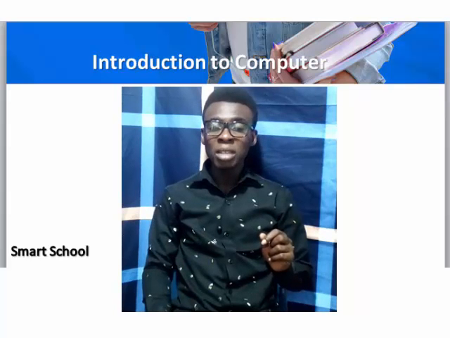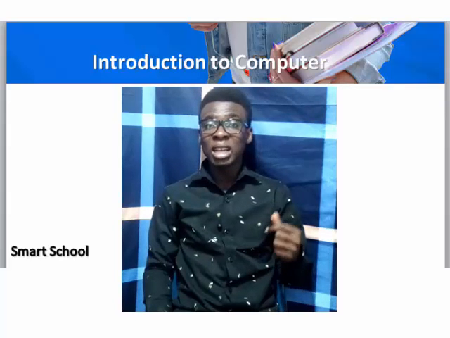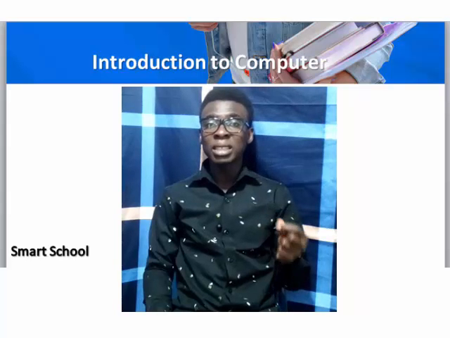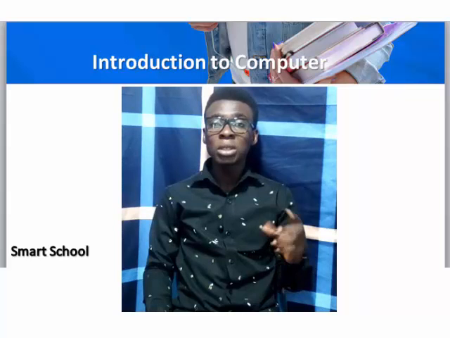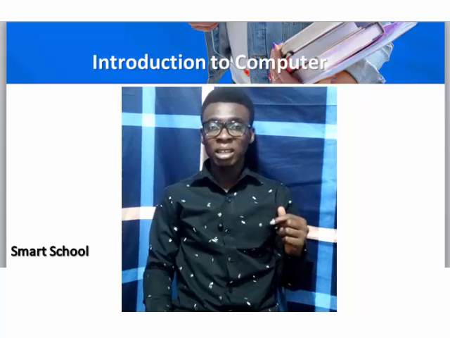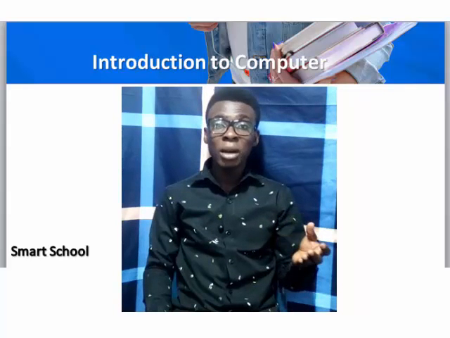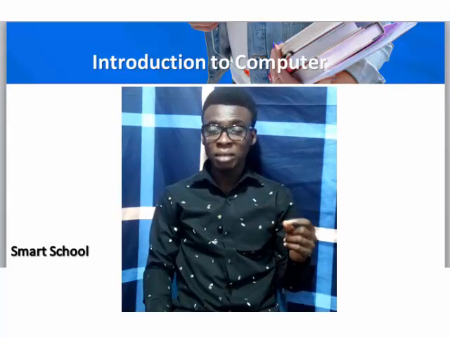In our definition, we also made mention of data. We said the computer is an electronic device that accepts data as input, it processes the data, and gives out useful information as output. So we want to know, what do we mean when we say the computer accepts data? What is this data that we are talking about? Let's look at the definition of data.